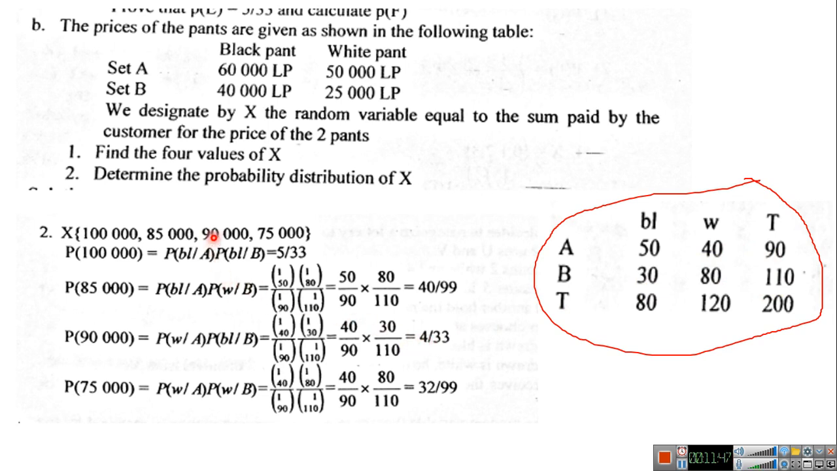So we did 90,000. Yes, I think 100,000 is 60 and 40, so 60 and 40 is 100,000 here. So 2 black: we did it up, 1 out of 50 over 1 out of 90, and 1 out of 30 over 1 out of 110, so 5 over 33. And the last one, the 75,000, 2 white: 1 out of 40 over 1 out of 90, and 1 out of 80 over 1 out of 110.